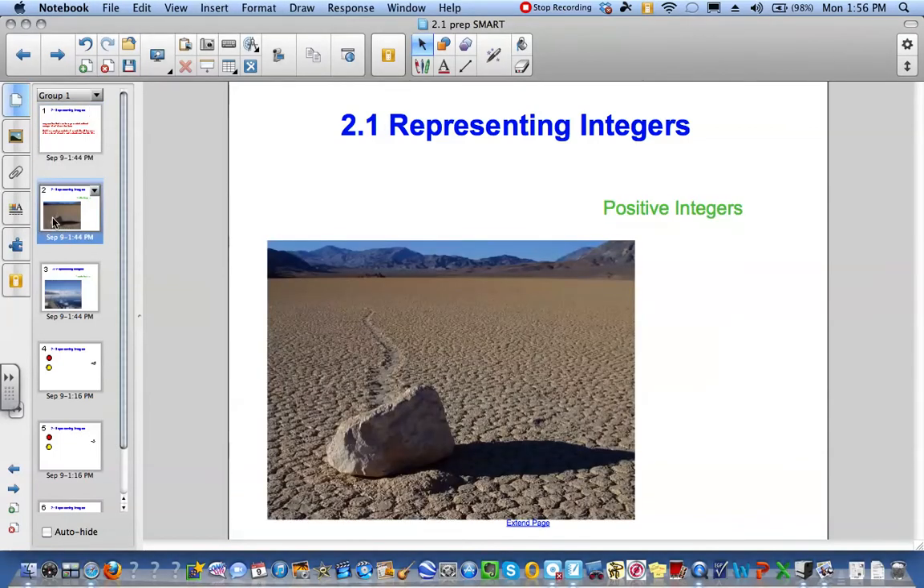Moving on to the two different types of integers, we have positive and negative. Above 0 would be positive. So in this case, I chose Death Valley. Death Valley has the highest ever recorded air temperature of 57 degrees Celsius. So that's above 0, so that would be positive 57 degrees Celsius.